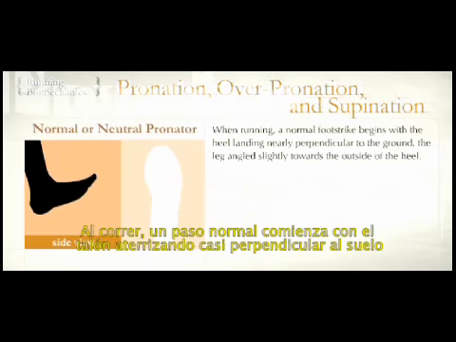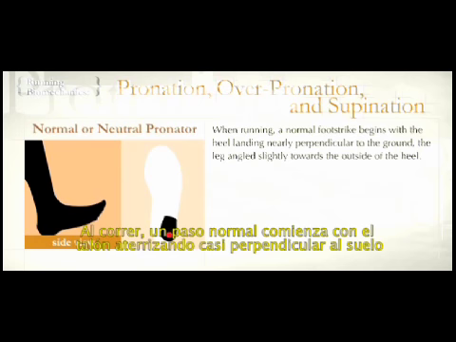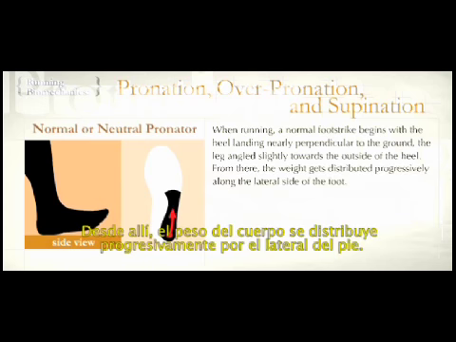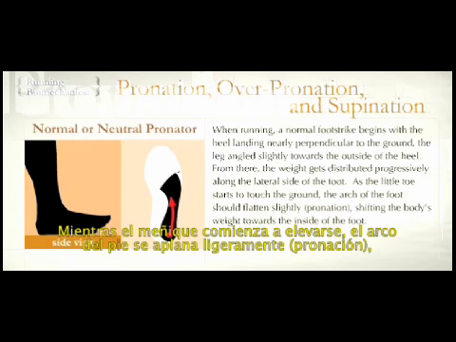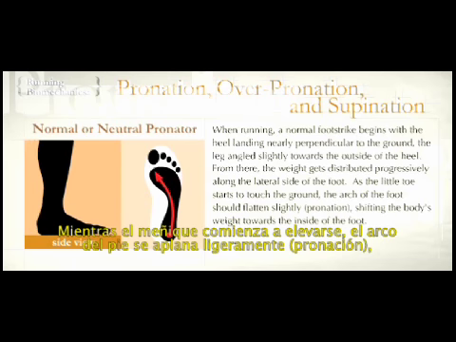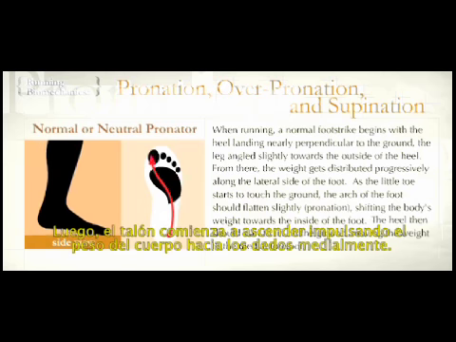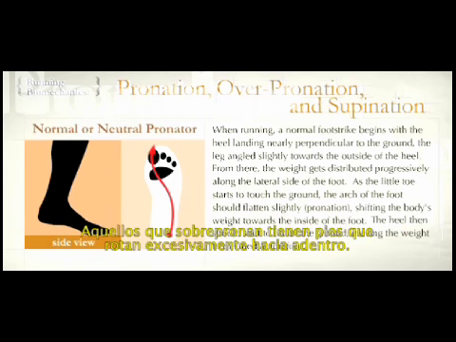When running, a normal foot strike begins with the heel landing nearly perpendicular to the ground, the leg angled slightly towards the outside of the heel. From there, the weight gets distributed progressively along the lateral side of the foot. As the little toe starts to touch the ground, the arch of the foot should flatten slightly, pronation, shifting the body's weight towards the inside of the foot. The heel then should start to lift off the ground, moving the weight to the medial forefoot.